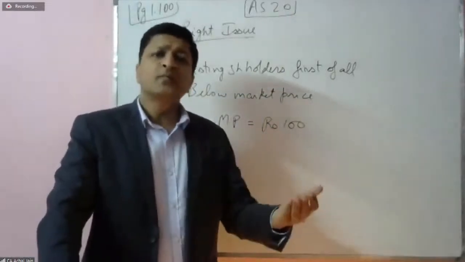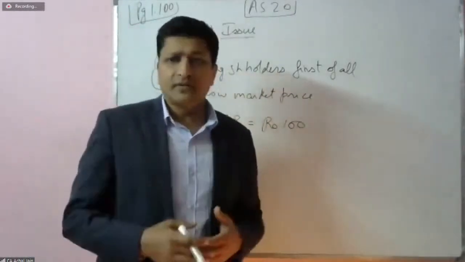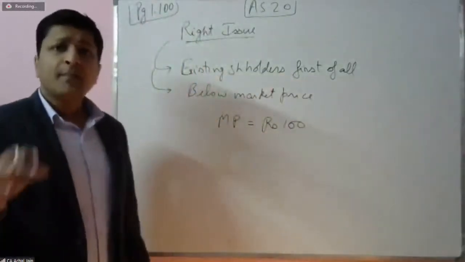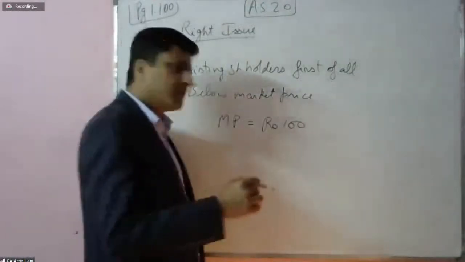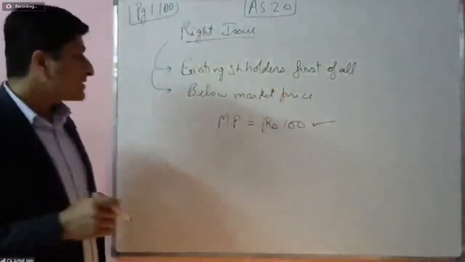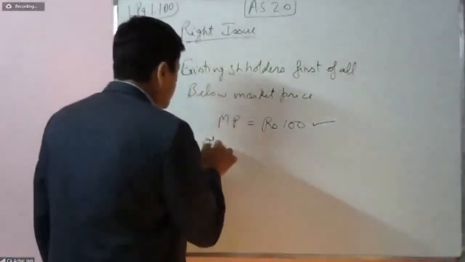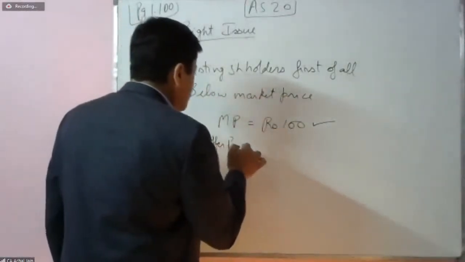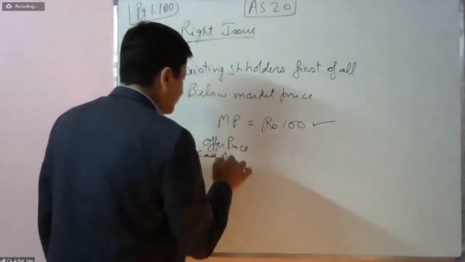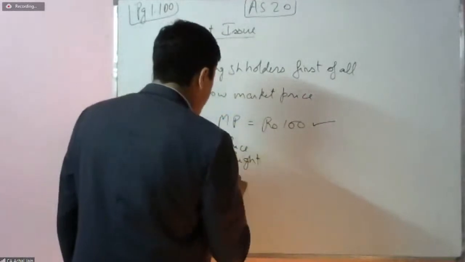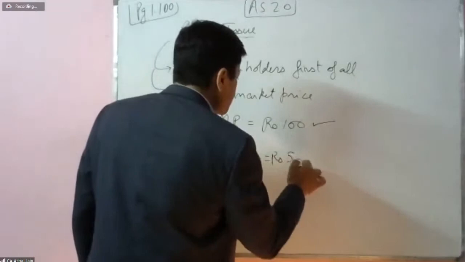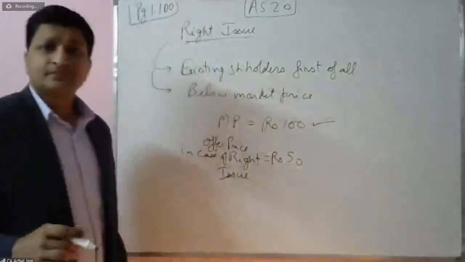Now, let's suppose right issue was not given. If the company doesn't come up with right issue, so what would the company do? Company would offer the shares at the market price, correct? But in case of right issue, offer price, in case of right issue, let's suppose has been kept as rupees 50. Okay.